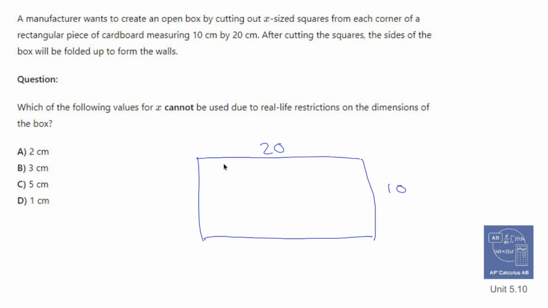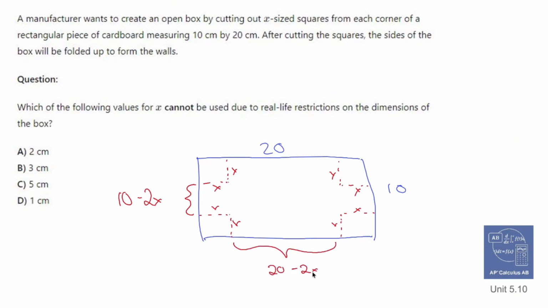I am cutting out X-sized squares out of each corner. So X, X, X, X. Now, what that does is the brand new length of these sides are going to be 10 minus 2x, and this length is going to be 20 minus 2x.